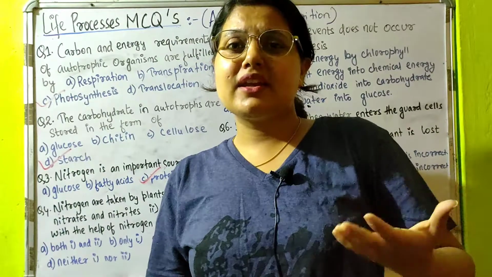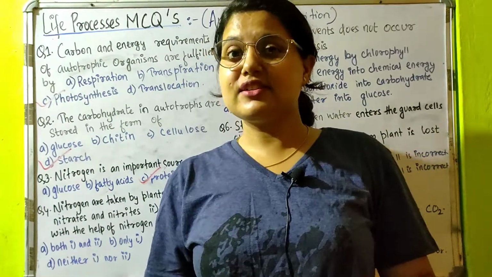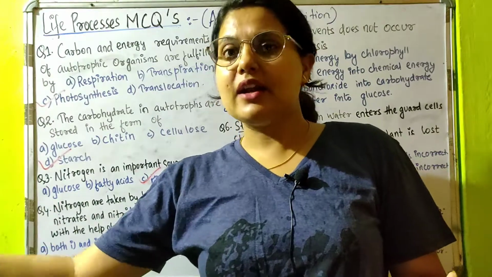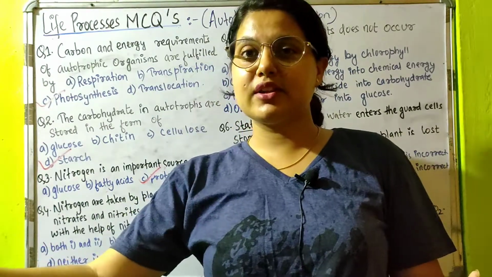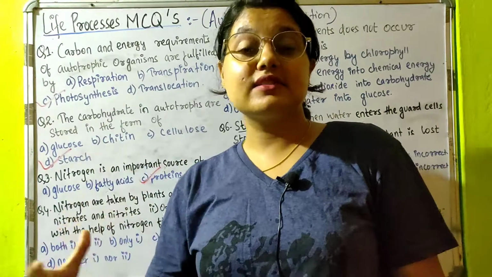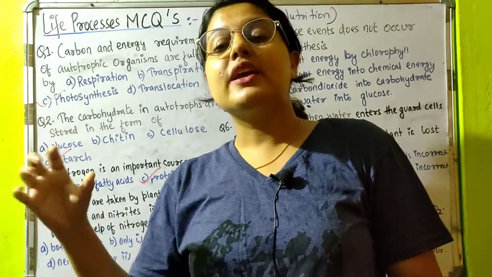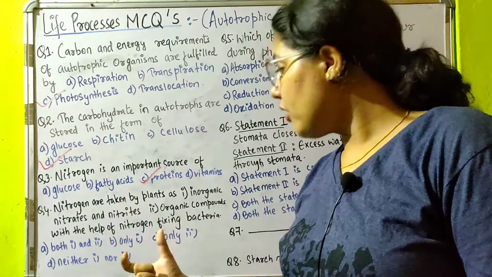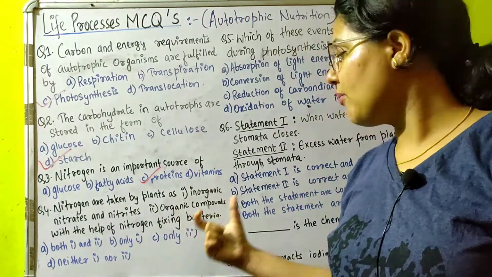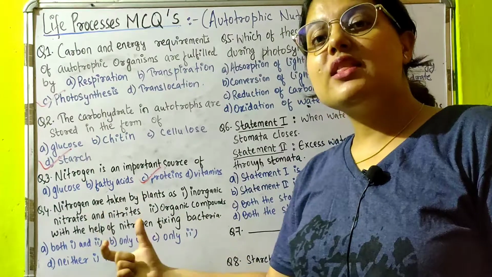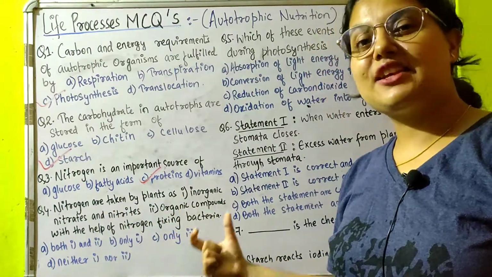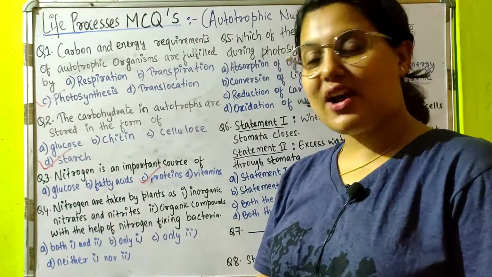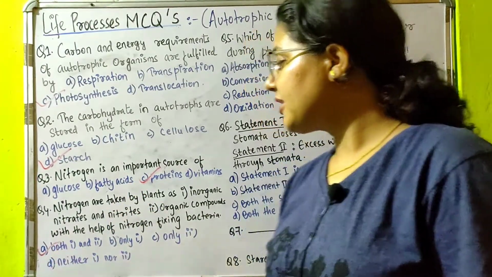But we can't make nitrogen by ourselves, isn't it? We are fully dependent on plants. But what can plants do? Plants have to take in nitrogen to make protein, right? So what they do is they take nitrogen in the form of inorganic nitrates and nitrites, or they can take nitrogen in the form of organic compound with the help of nitrogen fixing bacteria. Now, which is the correct statement? That is, both 1 and 2 are the correct statements.